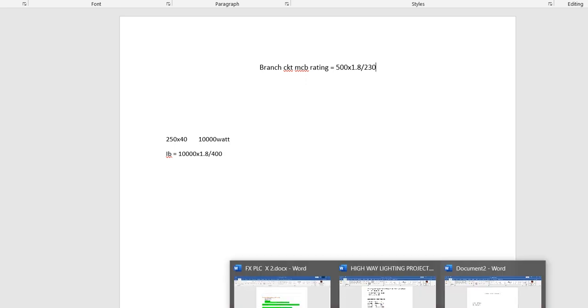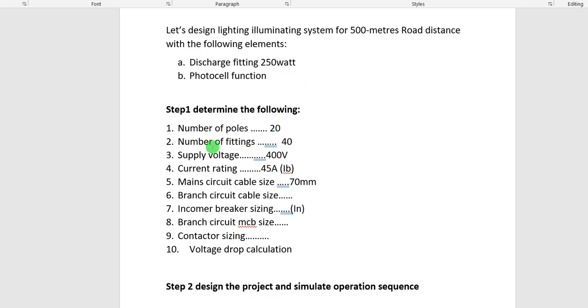Come back again to avoid confusion. This is the number of poles, 20 pieces. Each of the poles is going to contain 2 fittings, and the rating of each of the lamps is 250. So this 250 will be times 2 fittings. So for the pole, you're going to form a catapult. One of the light fittings faces right, the other light fitting faces left.